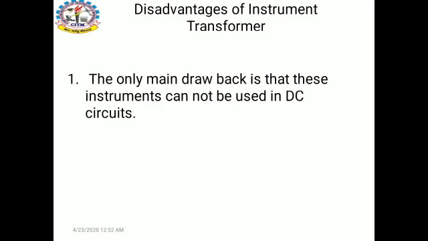There is only one disadvantage of this instrument transformer: it does not work on DC supply. The only main drawback is that this instrument transformer cannot work on a DC circuit or DC supply.